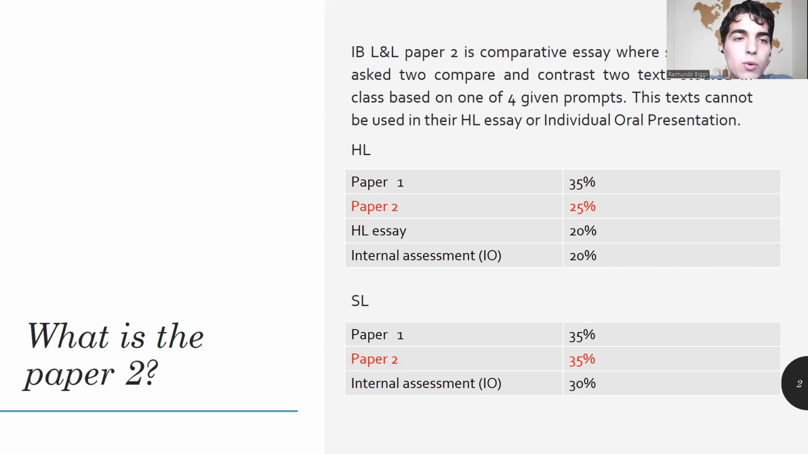Well, for those of you who are doing English in higher level, this Paper 2 comparative essay is 25% of your grade, and for standard level it is 35%. So it's really important for those in standard level because it's a higher percentage of your grade.